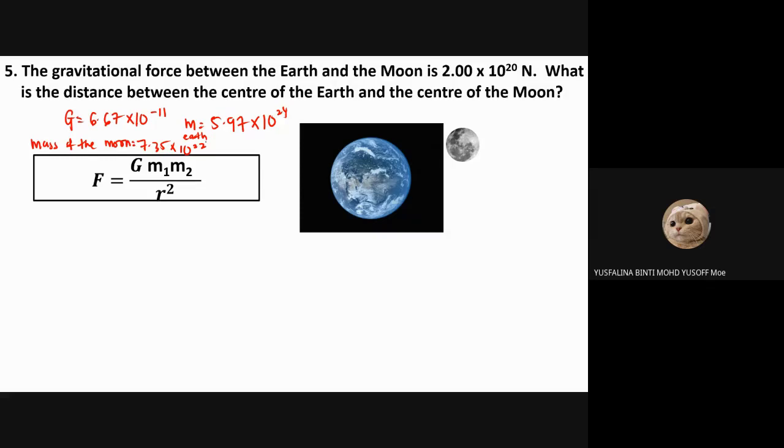So now it already gives you the value of F, and already gives you the mass of the Earth and also the mass of the Moon. So you need to find the r squared here.